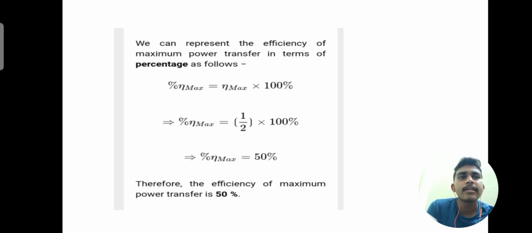We can represent the efficiency of maximum power transfer in terms of percentage as follows. Percentage eta maximum equal to eta maximum into 100 percent. Percentage eta maximum equal to half into 100 percent. Percentage eta maximum equal to 50 percent. Therefore, the efficiency of maximum power transfer is 50 percent.